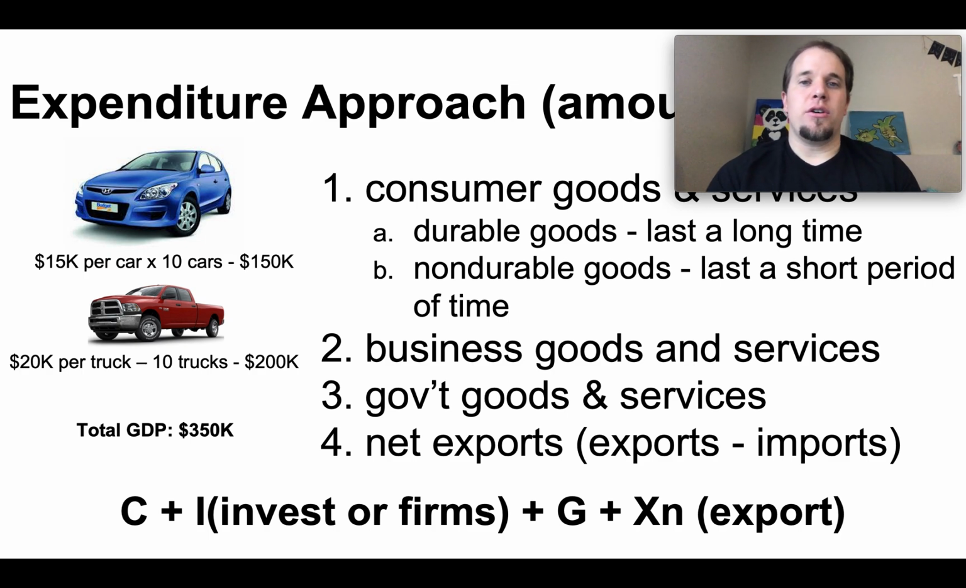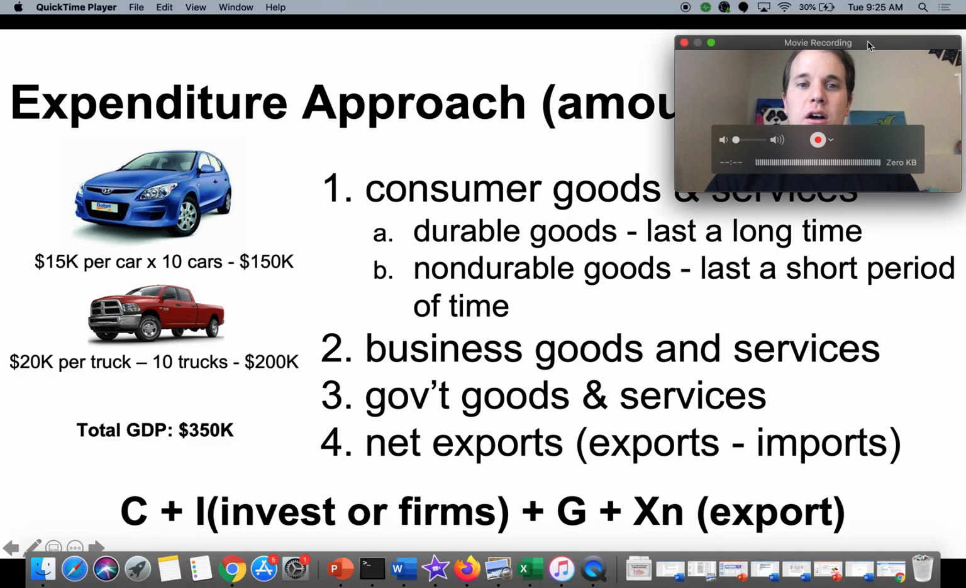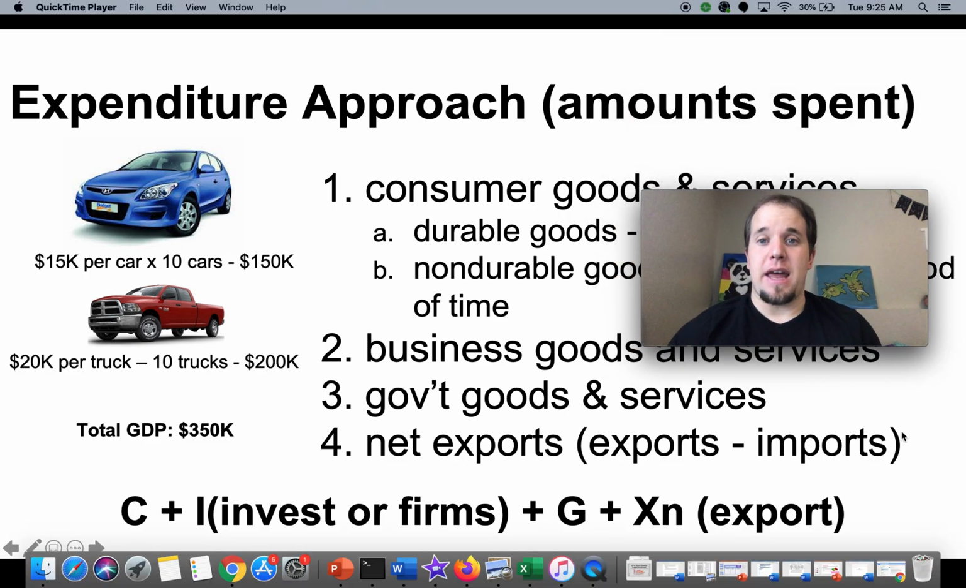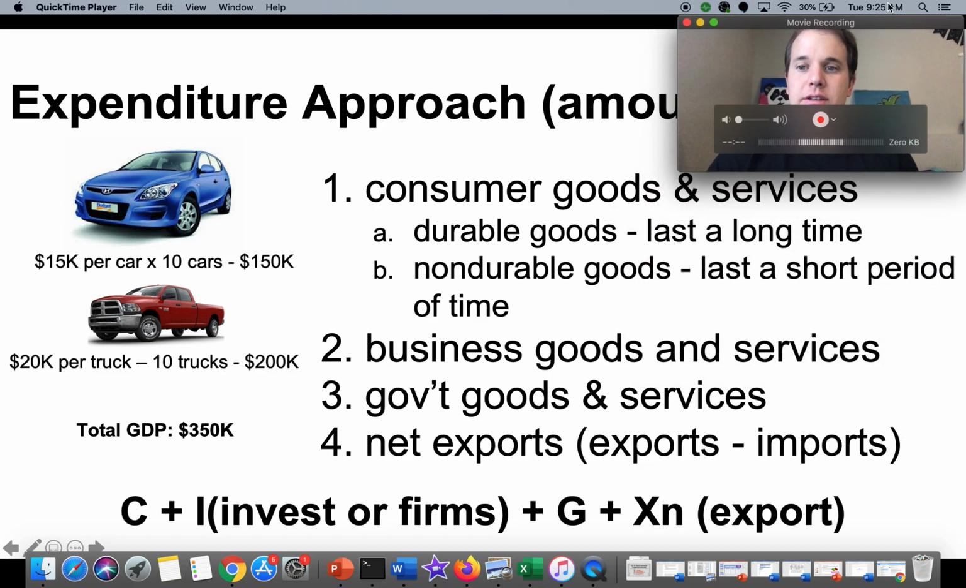Now, there are two approaches used to calculate GDP. One is called the expenditure approach, which is the amount spent. Let me walk you through this. What we mean by this is that we are going to look at four different categories: consumer goods and services, business goods and services, government goods and services, and then net exports.